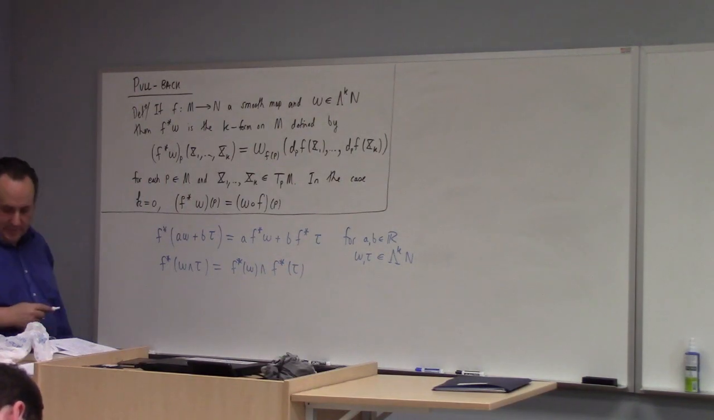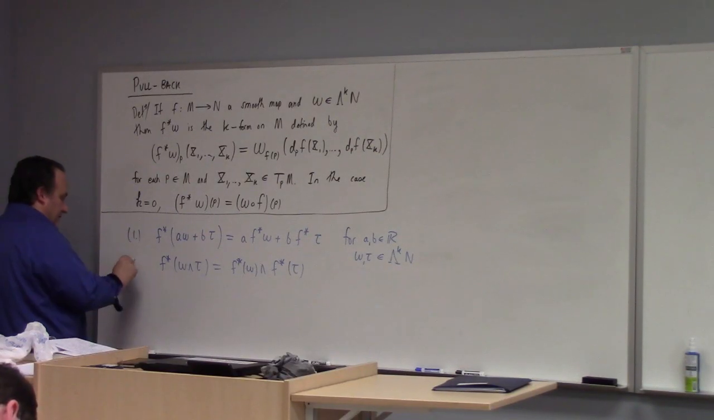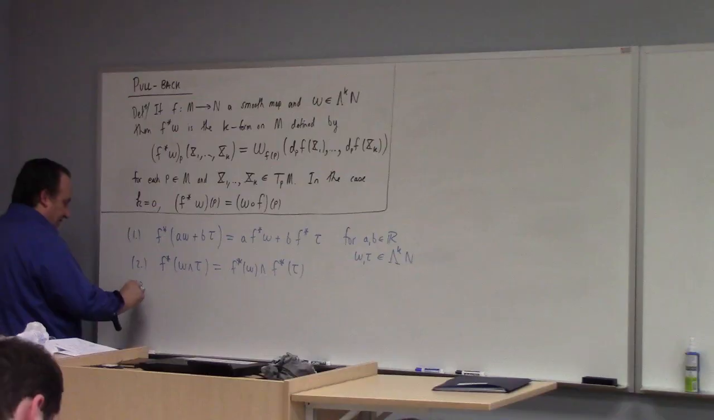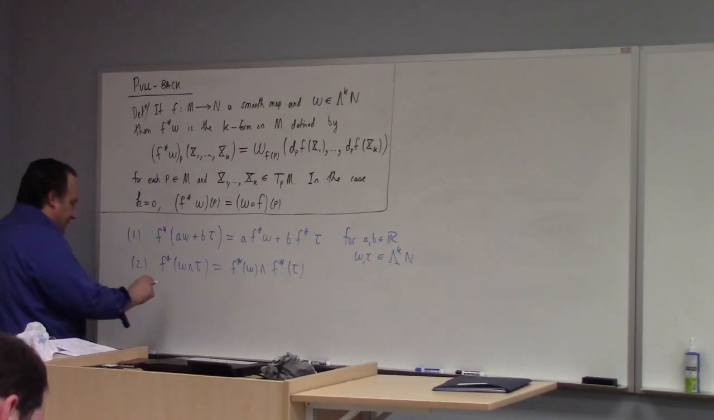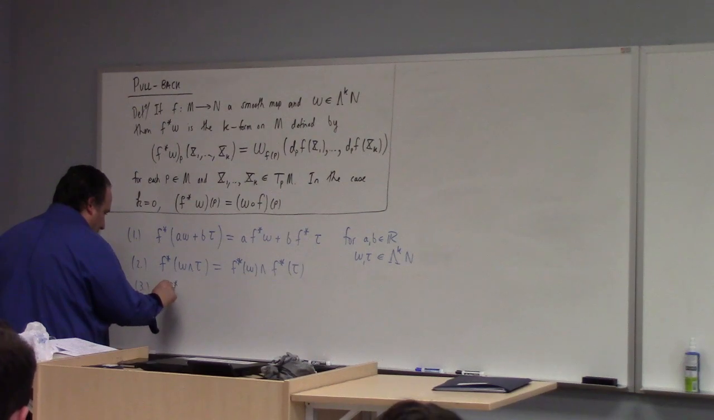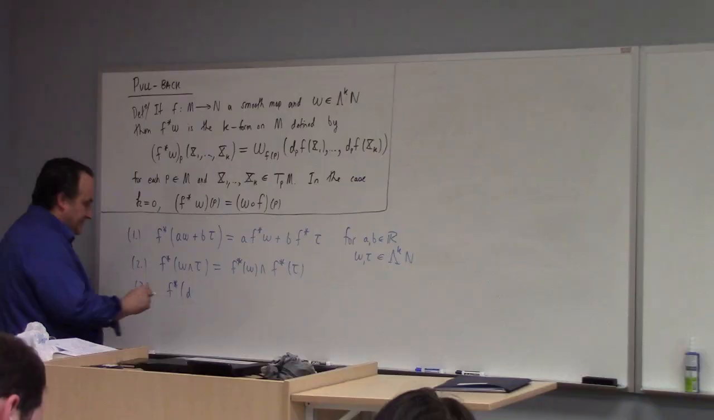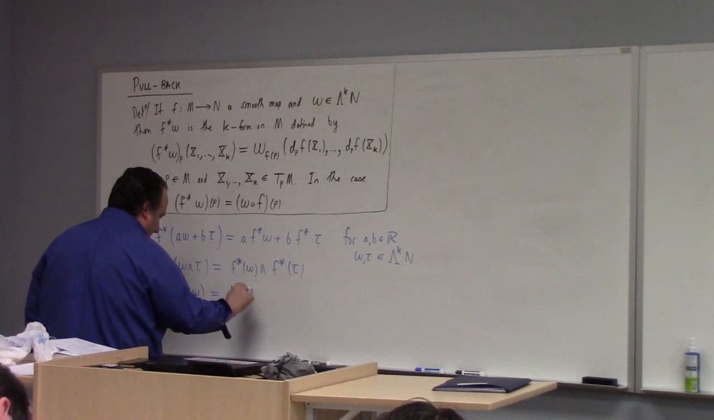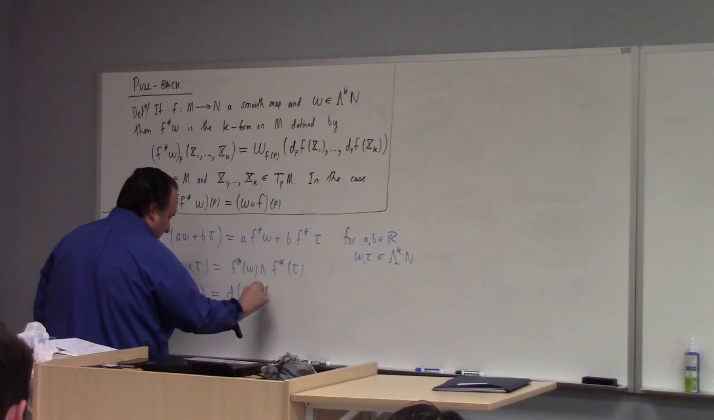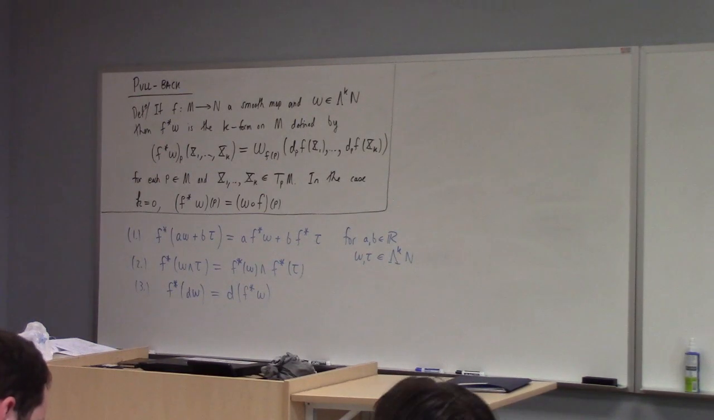All right. So that's number 1, and this is number 2. And then finally number 3: the pullback of the exterior derivative of omega is the exterior derivative of the pullback of omega. So pullback and exterior differentiation commute.